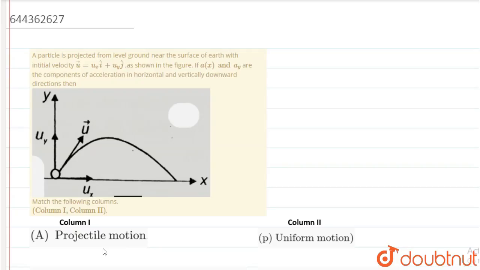Hello, question says a particle is projected from level ground near the surface of Earth with initial velocity u is equal to ux unit vector i plus uy unit vector j as shown in figure. If ax, ay are the components of acceleration in horizontal and vertically downward directions, then match the following column.